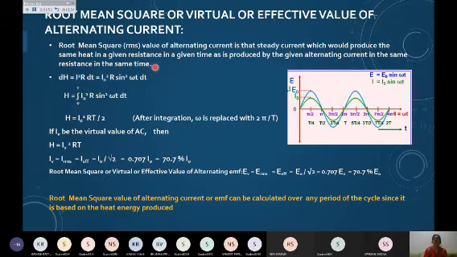So now there is no such restriction with us, because we are simply counting the heat produced. So we will be going for the complete cycle, T time, capital T time period.